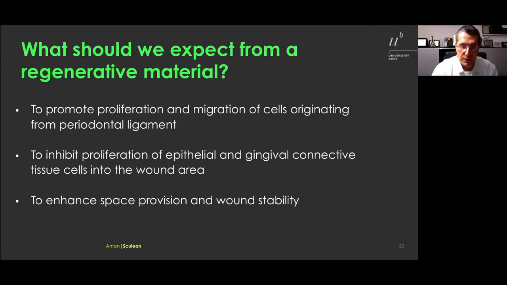And of course, if you are facing a very large defect, what do we need? We need space, because if you don't have space, you cannot regenerate. It's very simple. So in other words, you need a material that has sufficient mechanical stability in order to enhance the space provision and to promote wound healing. Okay, we need to facilitate and to ensure wound stability.